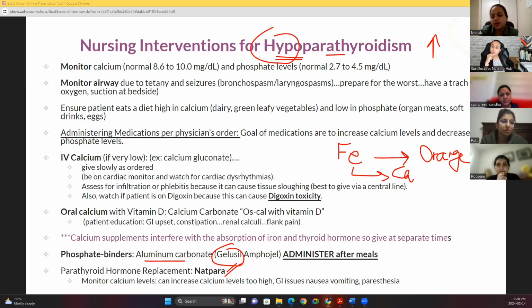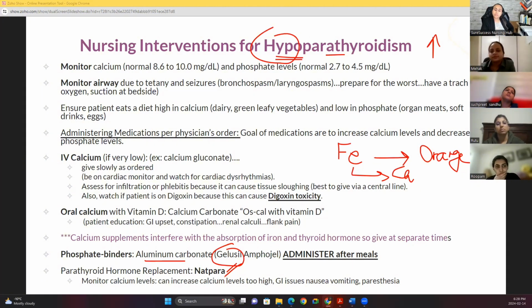Ma'am, if a patient has vitamin D deficiency, should the patient take a calcium supplement? Calcium? No. Vitamin D deficiency, take the vitamin D. But for the calcium, we need vitamin D. Okay. Thank you, ma'am.